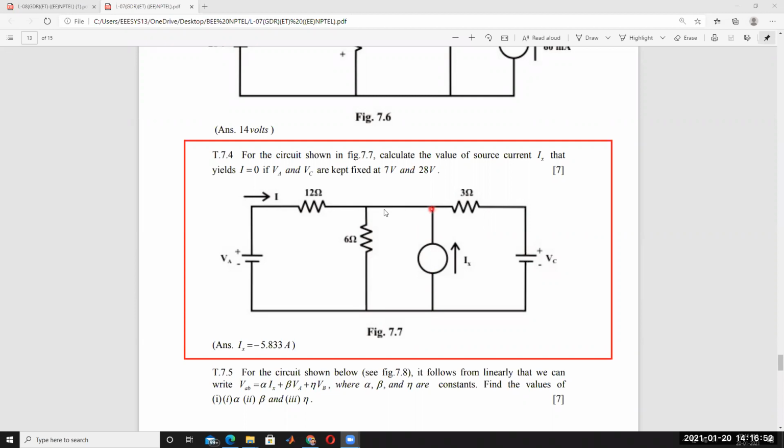Here, it is in parallel. In the parallel case, what is the voltage? Same. Here the voltage is 7 volts, and here also 7 volts. But here 28 volts. Then we will get the current easily by using nodal analysis. 7 by 6, plus 7 minus VC, means 28 by 3, and plus Ix is equal to 0. You will get Ix. Understood? It's clear.